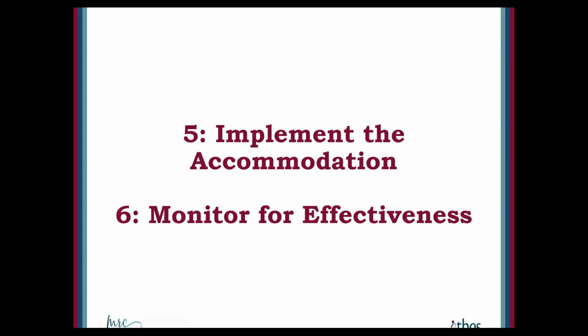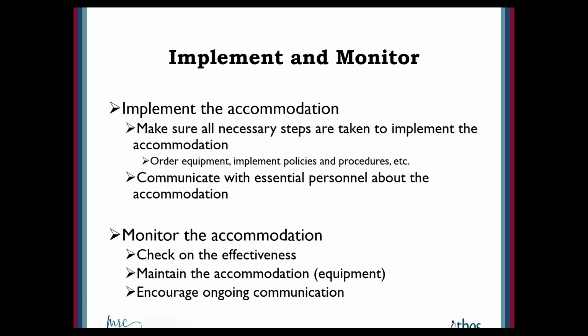Okay, the last two steps we sort of put together because they sort of go together in my head anyway, which is, implement the accommodation that you select. Again, I would recommend on a trial basis, and then just monitor it to see if it's effective or not, right? So take all of the necessary steps to implement that accommodation. If it's equipment you're ordering, like the screen or assisted mobility device or whatever, make sure you order the equipment. If you are going to change a policy or procedure, put that in writing, and then just communicate it to the essential personnel.